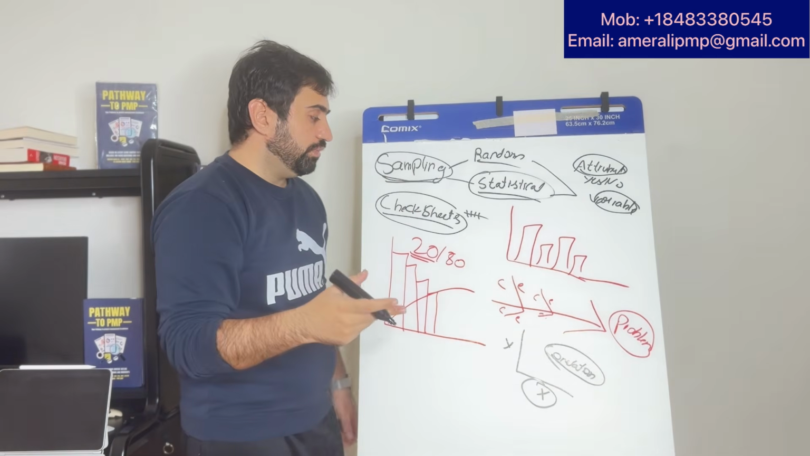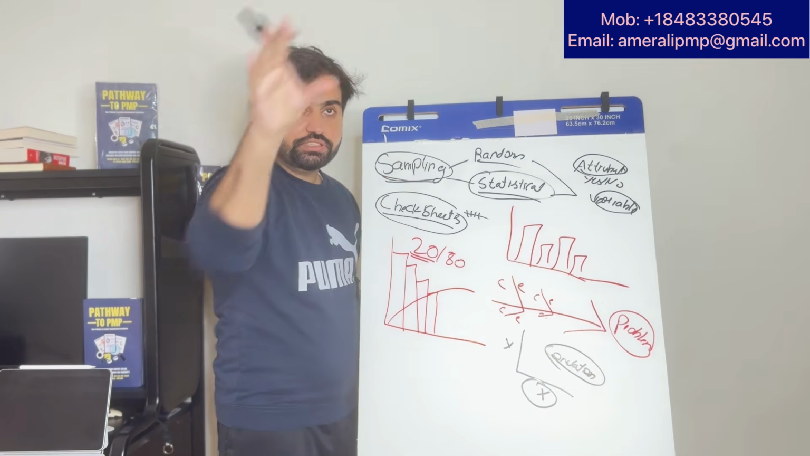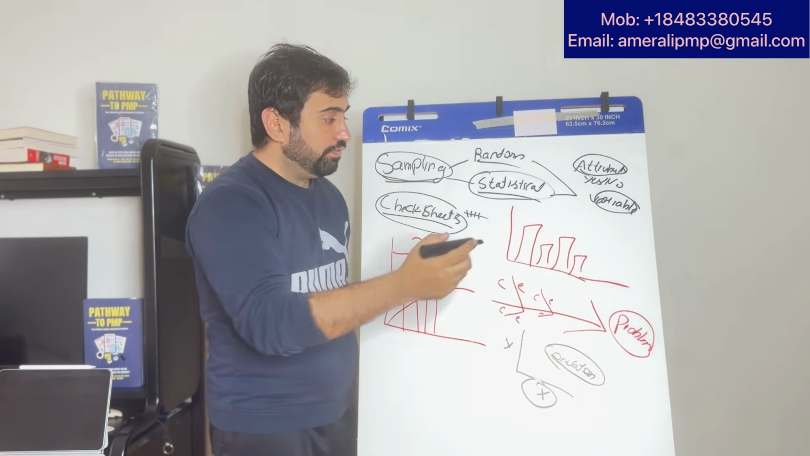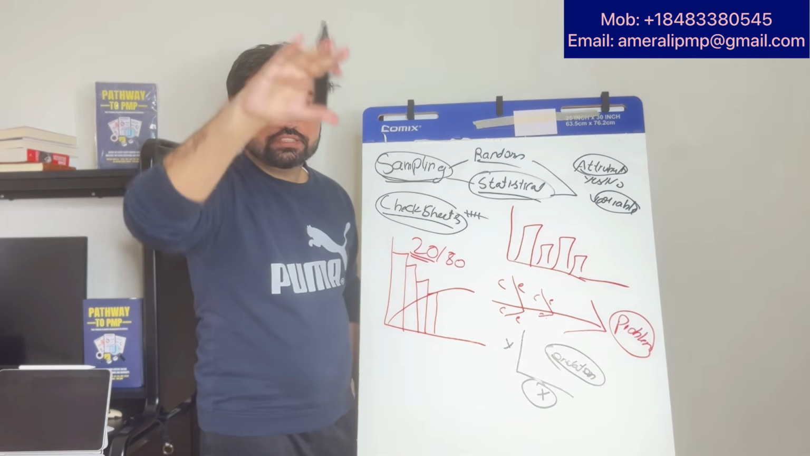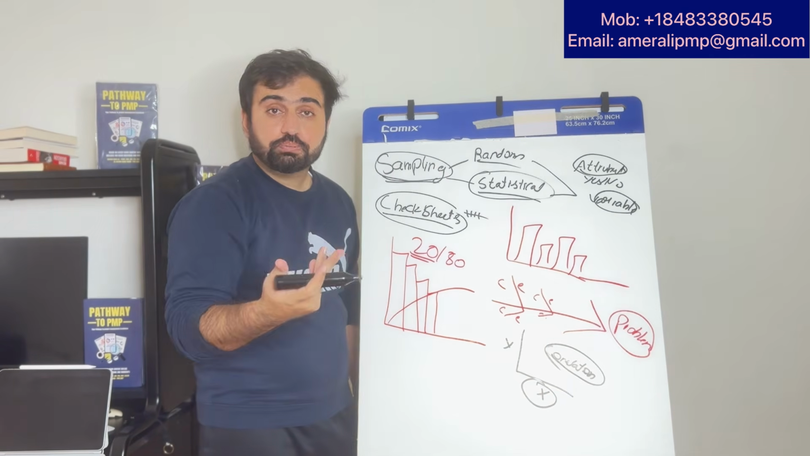So what we have discussed: through sampling, we just check samples. Check sheets, we count that effect. Histogram, plot them as a frequency distribution, big, small. Pareto gives us the sequence, what the most important things are.